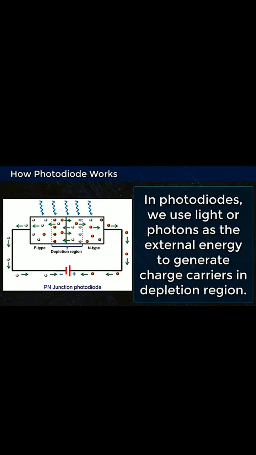Now, the direct correlation with reverse bias: keep in mind that a photodiode always operates in a reverse bias condition. Now it is clear why we connect it in a reverse bias condition.